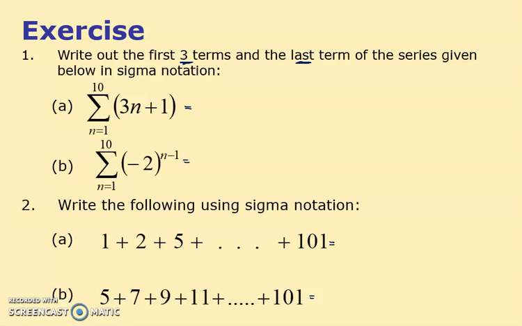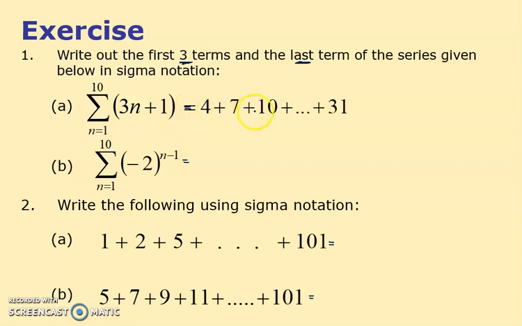And what I want to do then is just make sure that we get the right answer. So again, if I was doing this, I'd put 1 in. That's 4. Put 2 in, that's 7. Put 3 in, that's 10. And I think the last term is 31. So if I just do these here, 4, 7 and 10. And notice again the use of the pluses in between, because these are added.